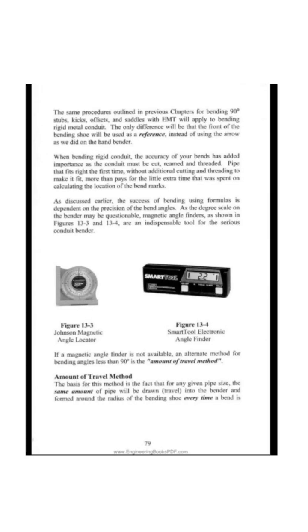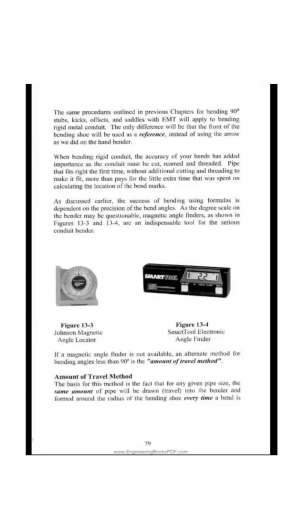If a magnetic angle finder is not available, an alternate method for bending angles less than 90° is the amount of travel method. The basis for this method is the fact that for any given pipe size, the same amount of pipe will be drawn, or travel, into the bender and formed around the radius of the bending shoe every time a bend is made.